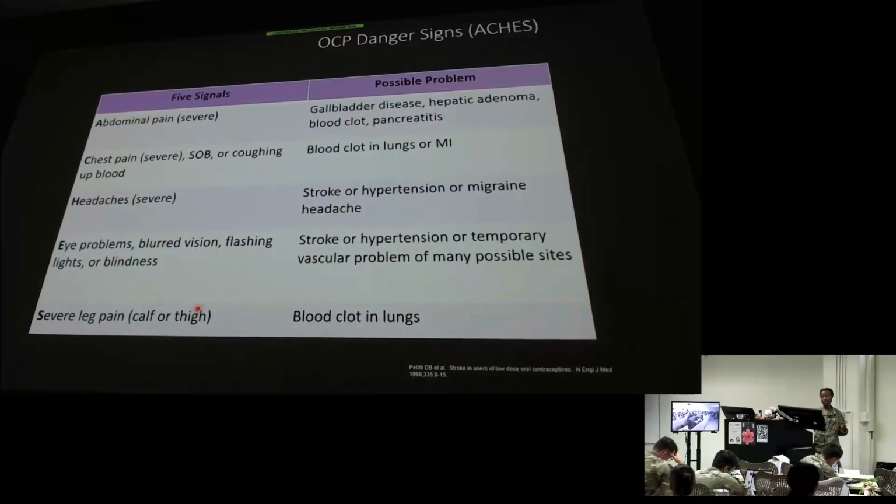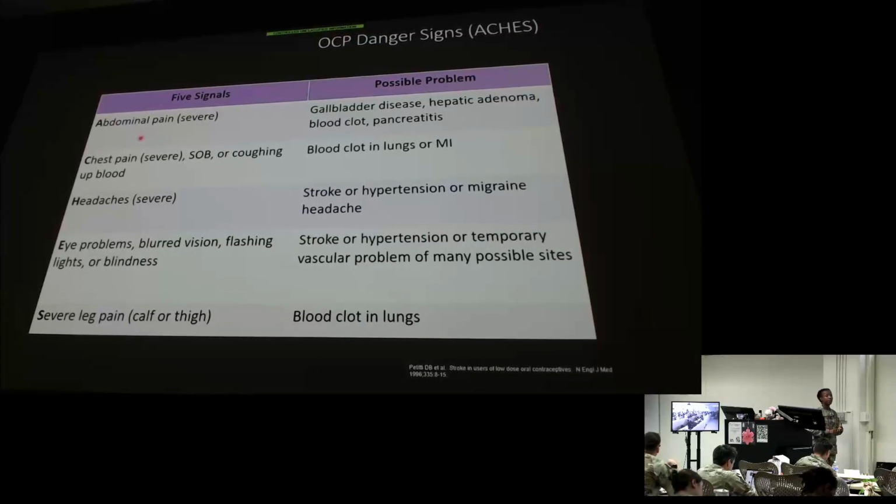Looking at this, your OCP danger signs. This is your oral contraceptive danger signs that we're talking about. These are very, very important because they can be very, very serious. I only want you to know your ACHES acronym. You will learn about this possible problem later. I just need you to know the side effects of what they could be experiencing.